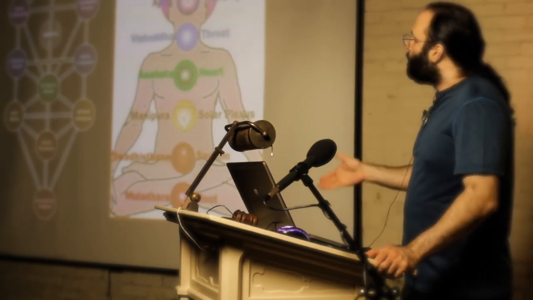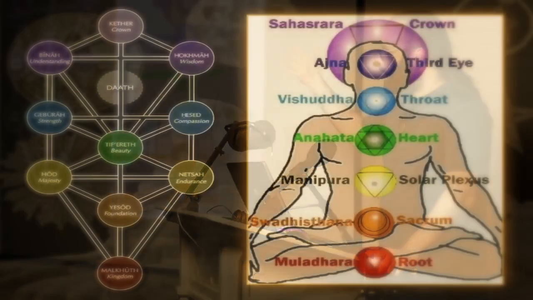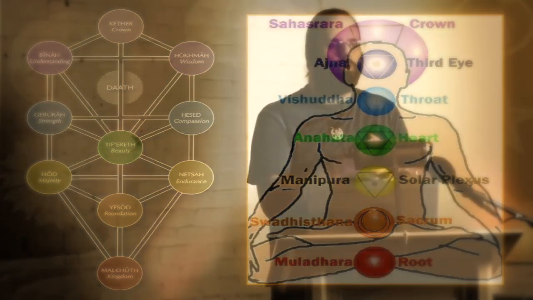Now, how many spheres are on the tree of life? Ten. Ten major sephirot, right? The sphere called Da'at was not one of the sephirot. It was considered in the Kabbalistic tradition the place from which the tree grows, or the origin of the tree. It is the essence of the tree, and it represents knowledge. The word da'at in Hebrew means knowledge.